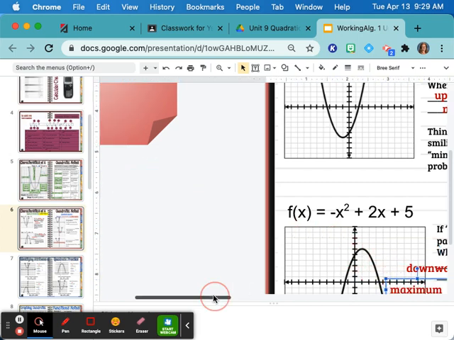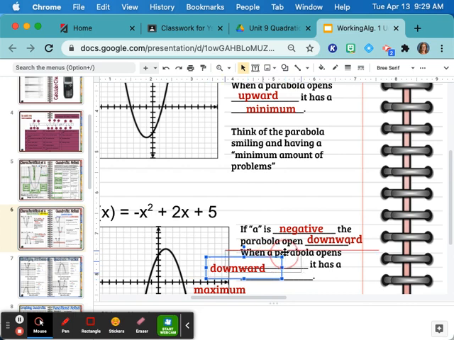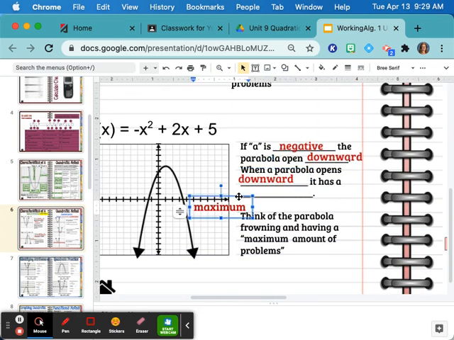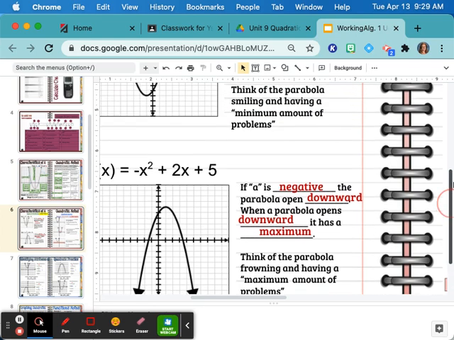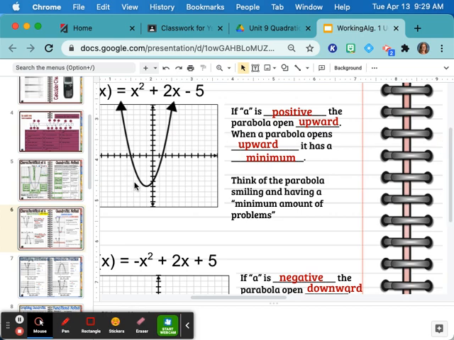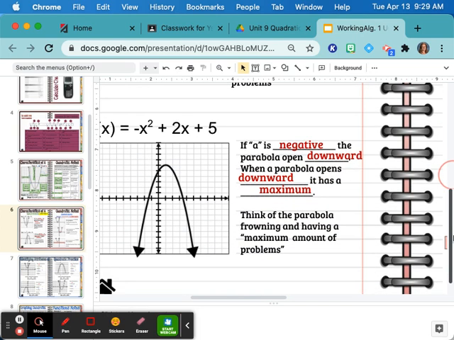Because it has a highest point, it has a peak. So anytime it has a peak, think about peaks and valleys. This would be considered a peak, so it would have a maximum. The peak is your maximum, and then the other one, this is a valley, so it's a minimum. Think of the parabola frowning and having a maximum amount of problems. Okay, that is all we're going to do today. We'll finish these slides tomorrow.